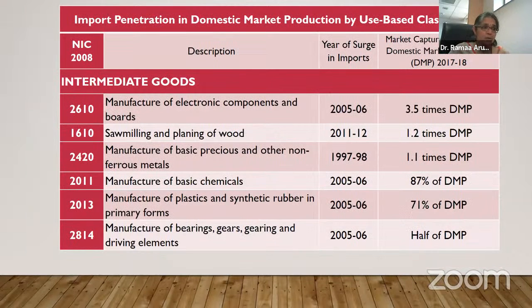These are the intermediate goods. Again, the electronic components feature, basic chemicals. So these are some of the industries that are in the high import surge as well as the high import category.